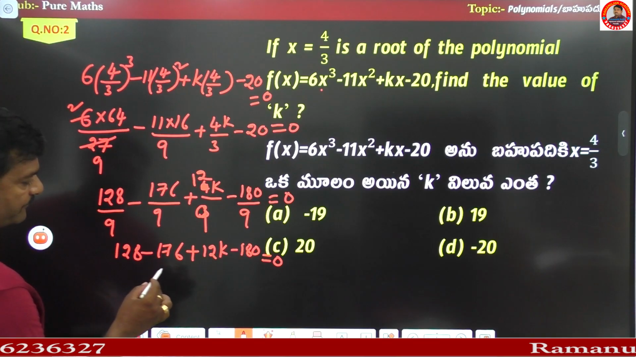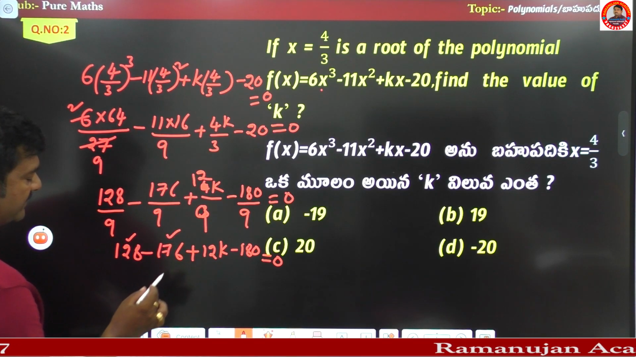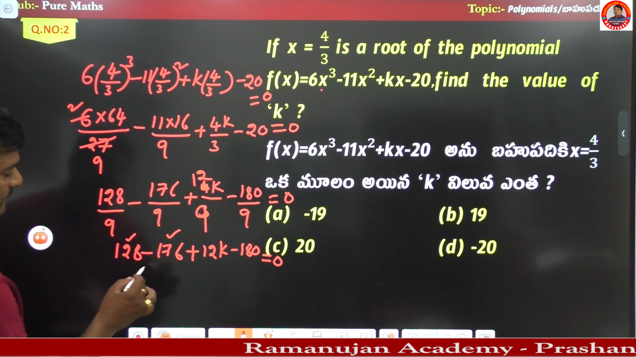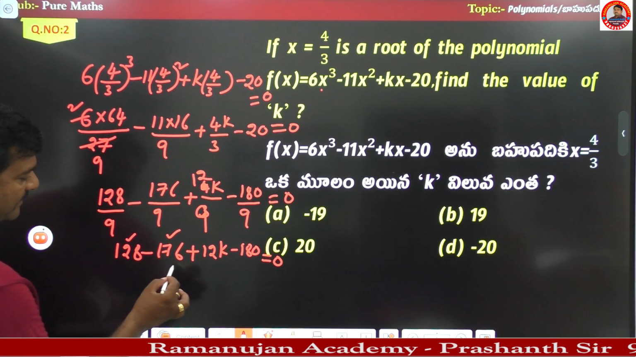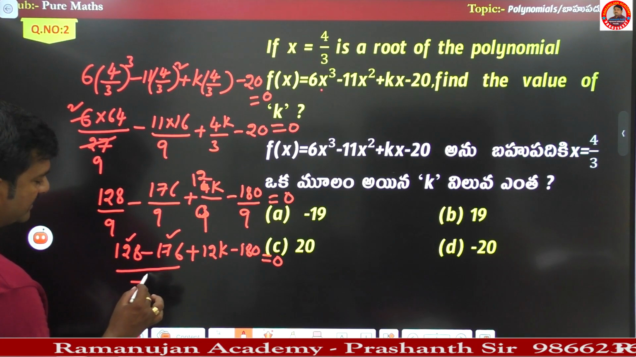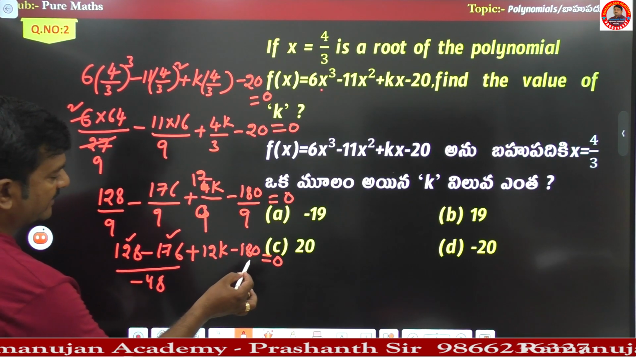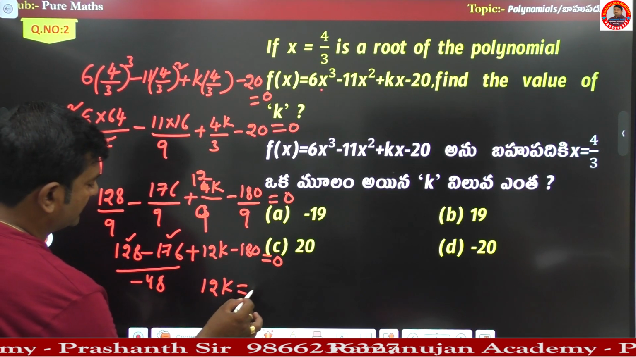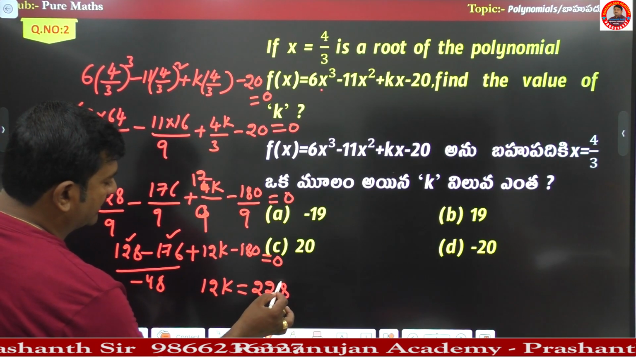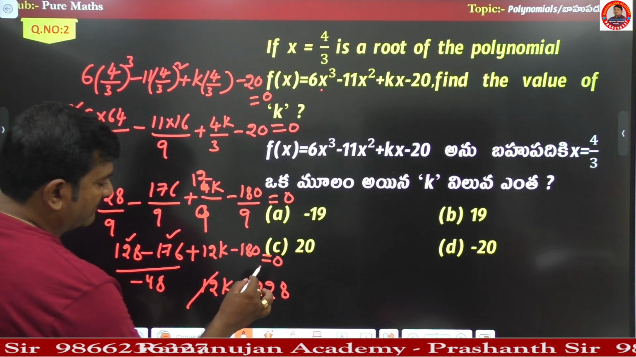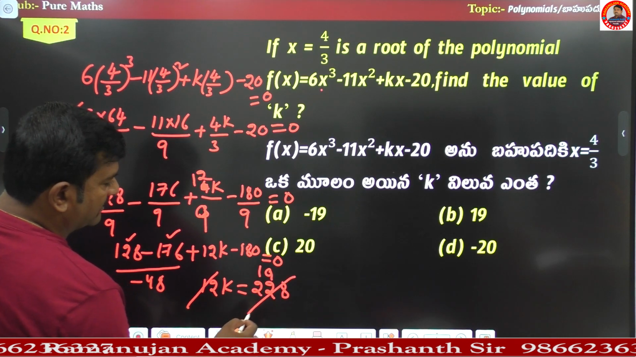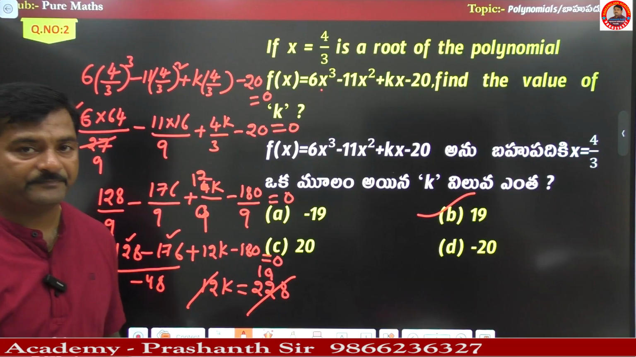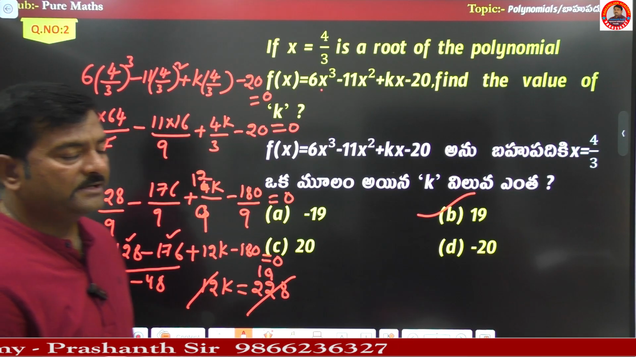Now just observe here, 128 to 176. How much we need to add to get 176? I think 48. Yes or no? So this value is minus 48. Minus 48 to minus 180 means 228. Therefore 12k is equal to 228. 12 ones are 12, 12 nines are 108. Therefore what is the value of k? The k value is equal to 19.